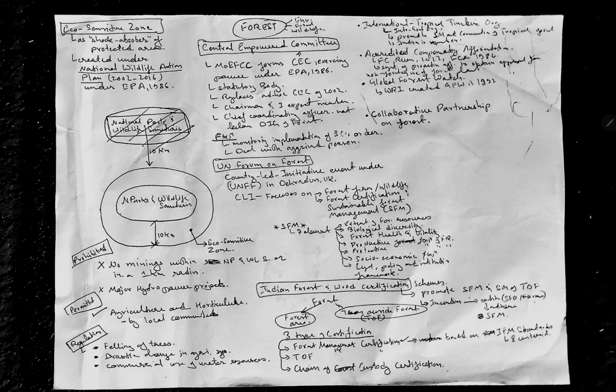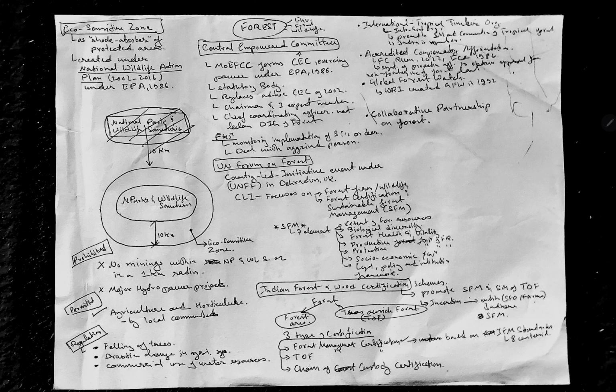Now moving on to the next one, the Indian Forest and Wood Certification. As I said, the United Nations Forum on Forests has two things: one is forest certification, another is sustainable forest management, which I've already discussed. Of course, the term itself reveals the objective of sustainable forest management activities. Since it deals with the management of forest resources, the use of forest resources has to be sustainable, so that it meets the needs of both the present and the future, right?